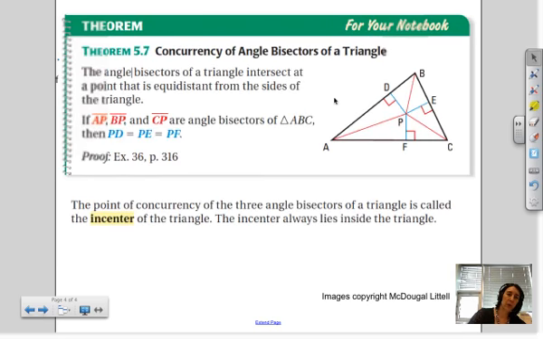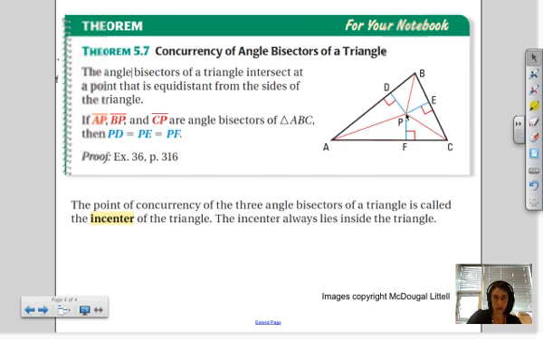Finally, there's one other new vocabulary word and a special point that these angle bisectors make. The theorem is concurrency of angle bisectors of a triangle. The angle bisectors of a triangle intersect at a point that is equidistant from the sides of the triangle. So if these red lines, segment BP, segment AP and segment CP, are the three angle bisectors, they cut each of those angles in half.